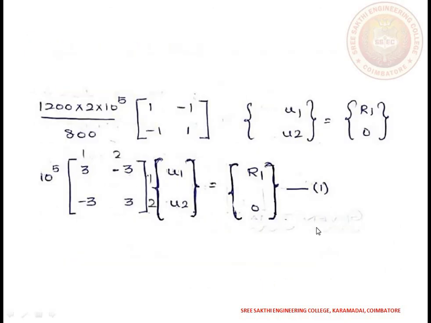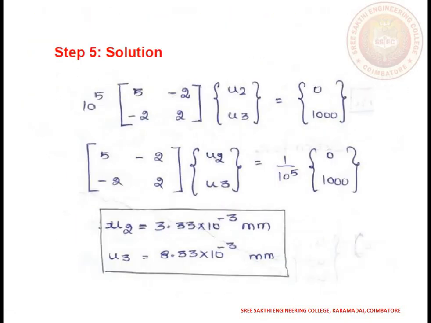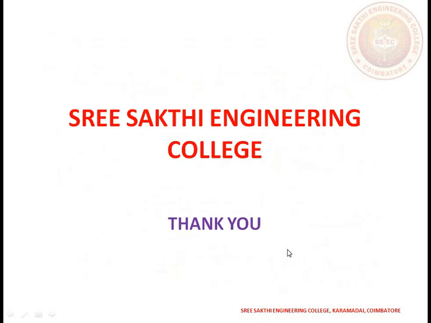So how do you solve this? Based on that problem, we found u2 is equal to 3.33 into 10 power minus 3 mm, it will elongate, and similarly u3 is 8.33 into 10 power minus 3 mm, it will be elongated. It is clear? Okay, thank you.